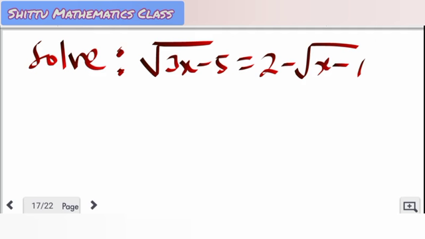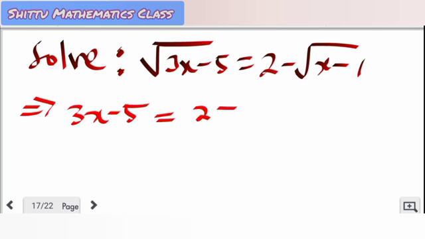So if you want to do this, we continue by taking the square of both sides, so that you'll be able to take this square root away. So now we go further by taking the square of both sides. We are going to have 3x minus 5 equals 2 minus square root of x minus 1, all squared.